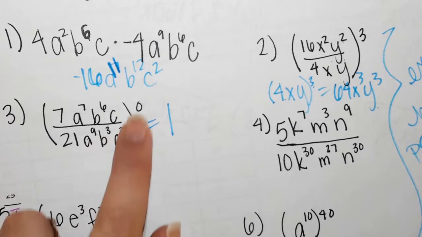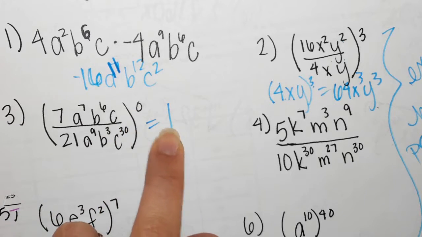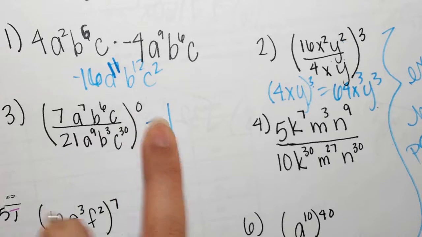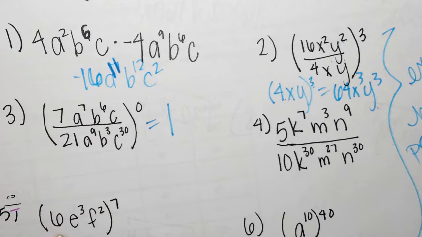Okay. Anything to the 0 power is 1. Anything ever to the 0 power is 1. If there was a rainbow, it would be to the 0 power. It would be 1. Alright, number 4.